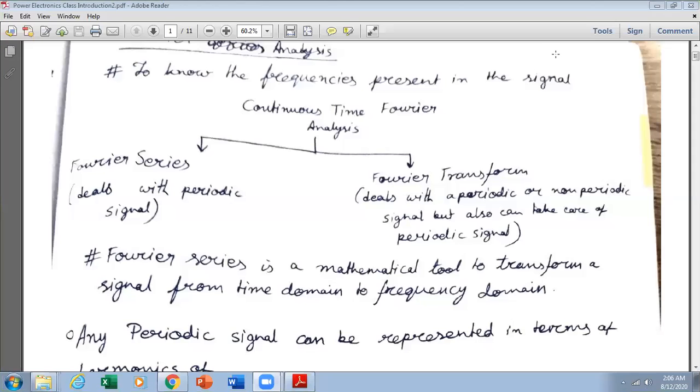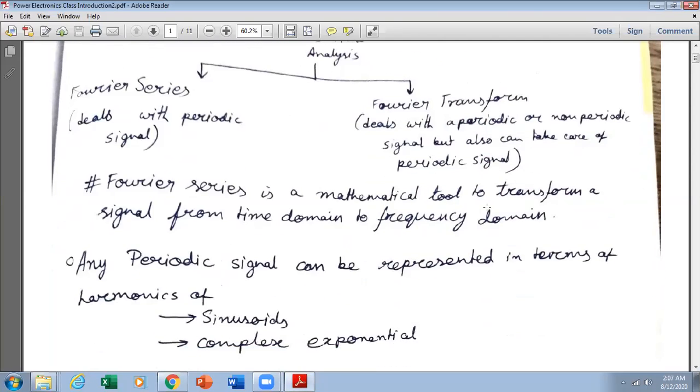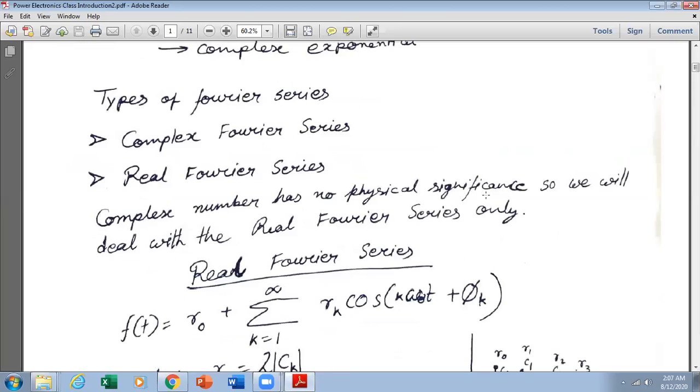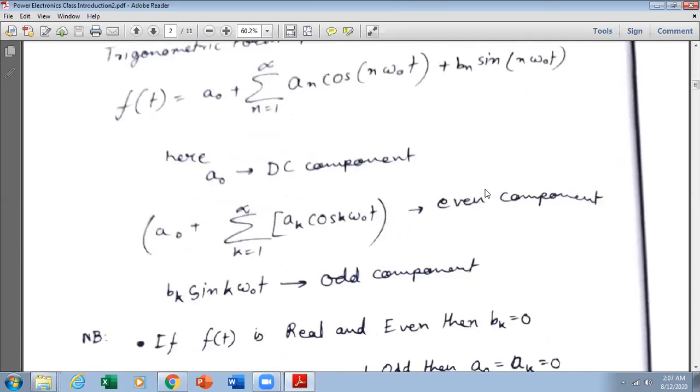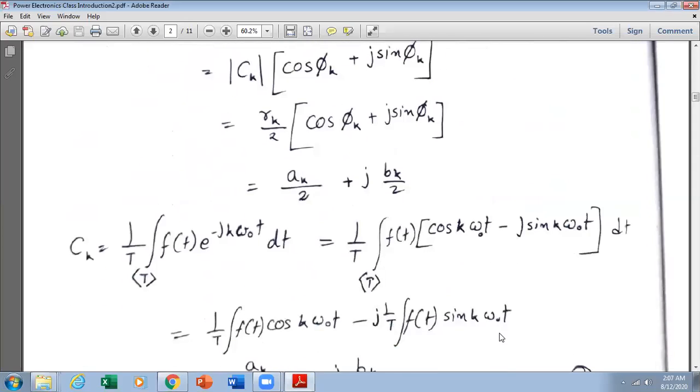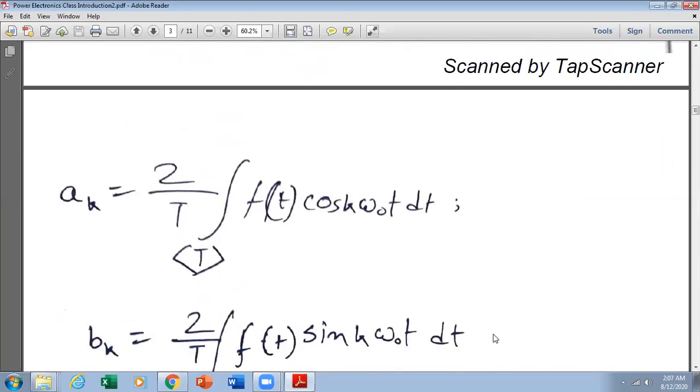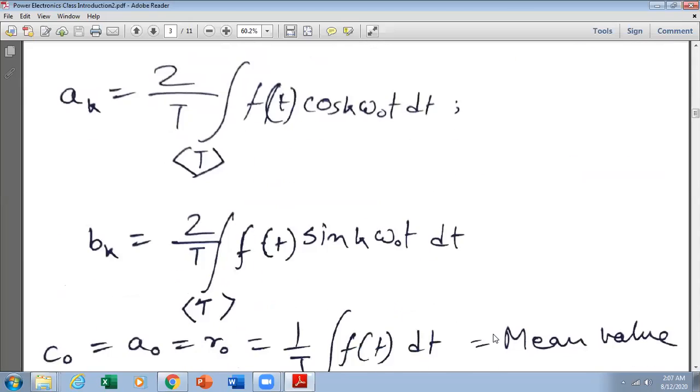Analyze the signal. So for that we need to have continuous time Fourier analysis. In the previous class, we studied Fourier series and Fourier transform, by which we can analyze the signal. How to analyze the signal, that also we have discussed, and two of the problems we have done.